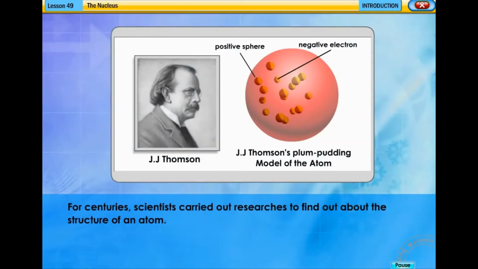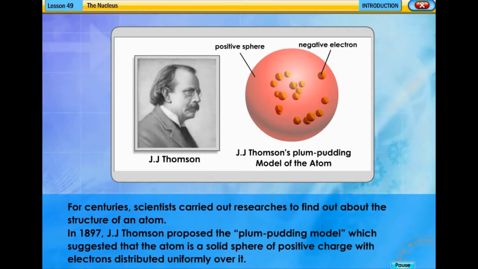For centuries, scientists carried out research to find out about the structure of an atom. In 1897, J. J. Thomson proposed the plum pudding model, which suggested that the atom is a solid sphere of positive charge with electrons distributed uniformly over it.